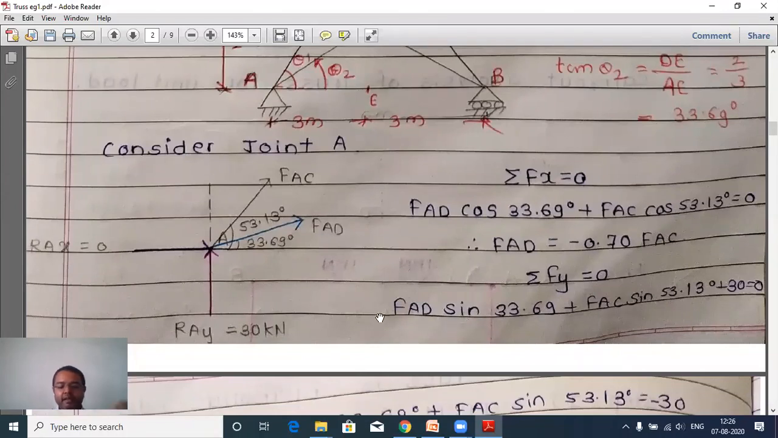Can you see the diagram clearly? Hello, sir. Hello? Sir, let's use Lami's theorem.